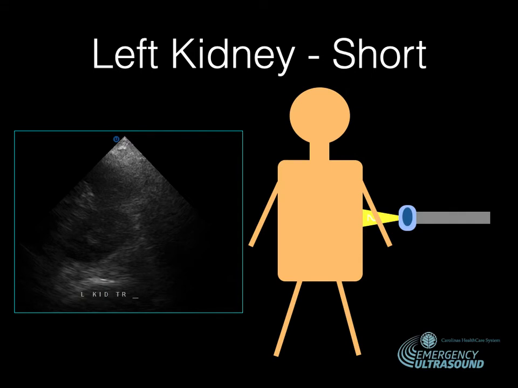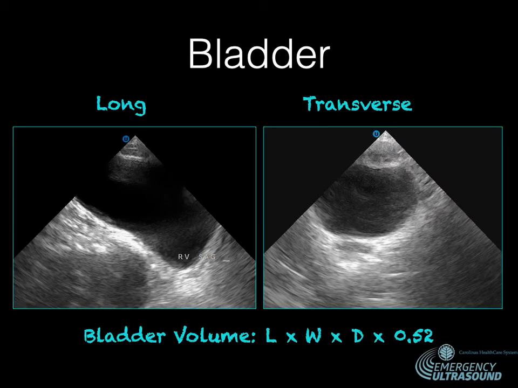And then once again, getting our transverse or our short axis view, we are rotating the probe to the patient's right, and you're going to fan through kind of up to down or cranially to caudally to really evaluate that kidney. And then we are going to go ahead and scan the bladder.